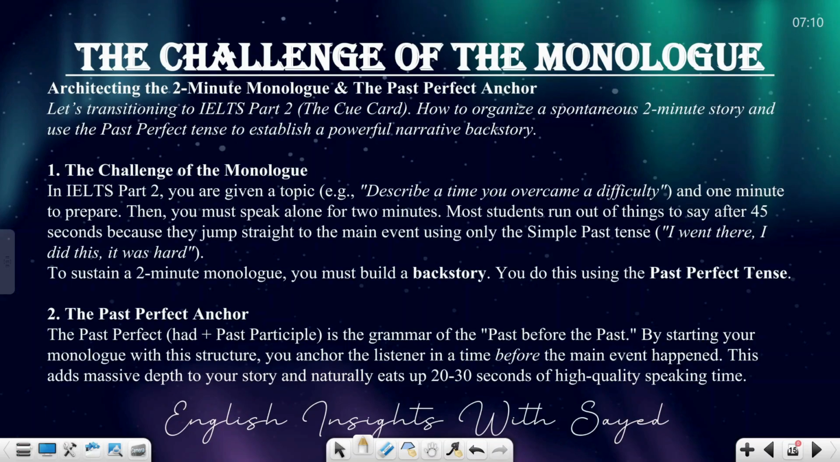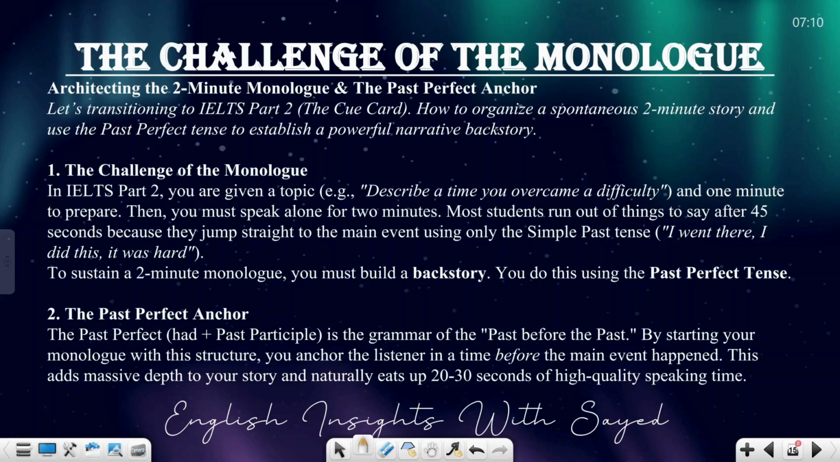Right. Architecting the 2-minute monologue. That is part 2 of your IELTS speaking test. The past perfect anchor. Let's transition to IELTS part 2, the cue card. How to organize a spontaneous 2-minute story and use the past perfect tense to establish a powerful narrative backstory. So the challenge of the monologue in IELTS part 2: you are given a topic, as for example, describe a time you overcame a difficulty. And 1 minute to prepare, then you must speak alone for 2 minutes.